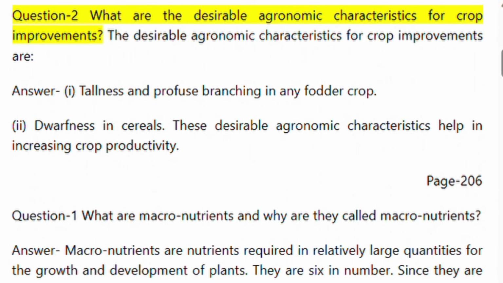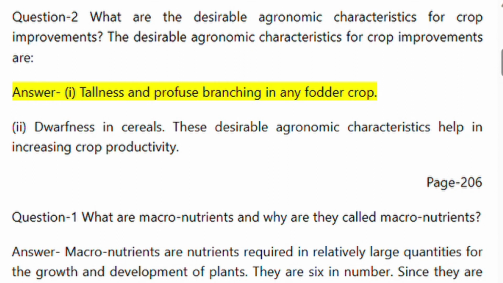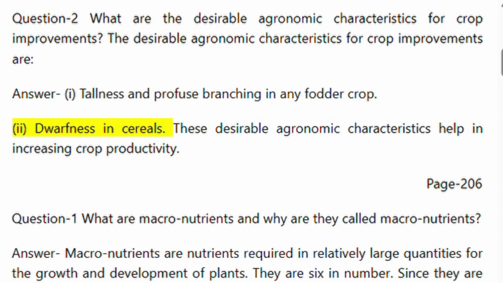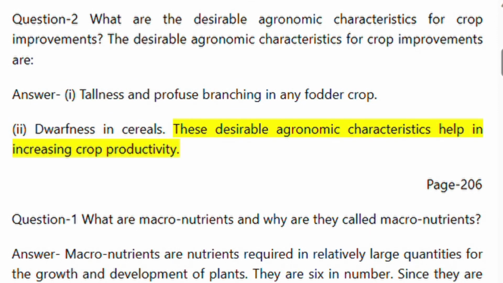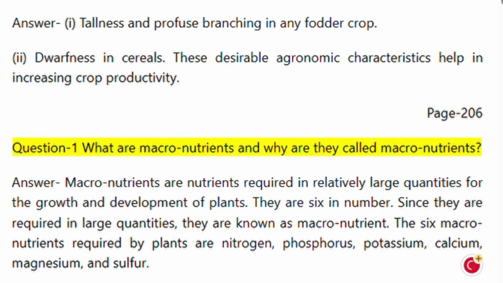Question 2. What are the desirable agronomic characteristics for crop improvements? Answer. The desirable agronomic characteristics for crop improvements are: 1. Tallness and profuse branching in any fodder crop. 2. Dwarfness in cereals. These desirable agronomic characteristics help in increasing crop productivity. Page 206. Question 1. What are macronutrients and why are they called macronutrients?